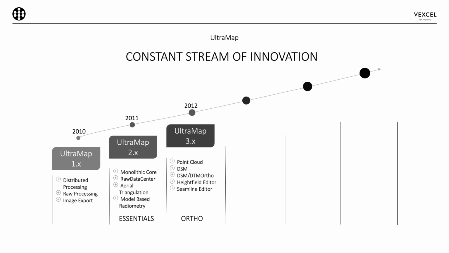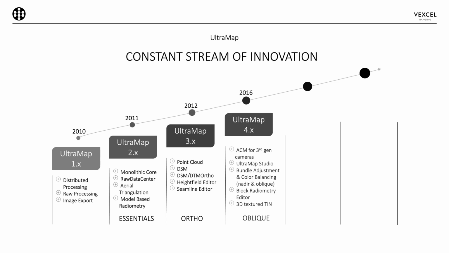Again, a year later, in 2012, we went into the ortho and 3D world. We added features to UltraMap to generate 3D point clouds and derive surface models from them, and then with the imagery, the surface models and the terrain models we were able to process DSM ortho and DTM orthos. In 2016 we launched UltraMap version 4, where we also worked on 3D data, UltraMap Studio was implemented, and again a rich feature set on radiometry and 3D data was implemented.